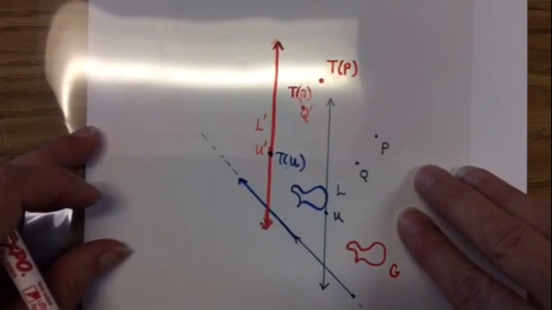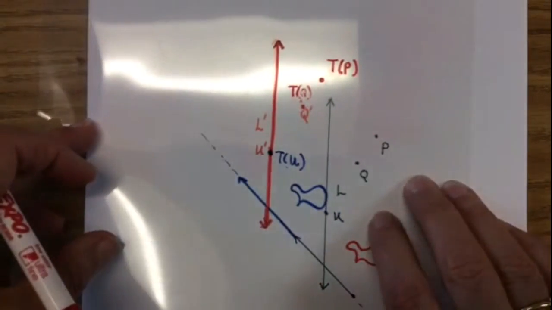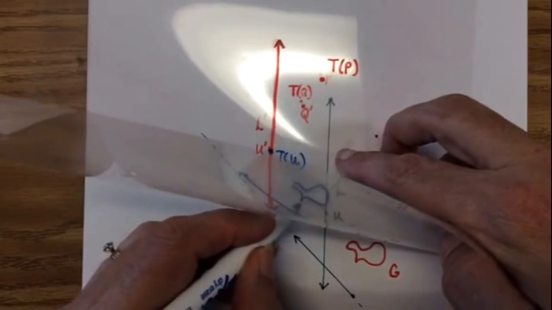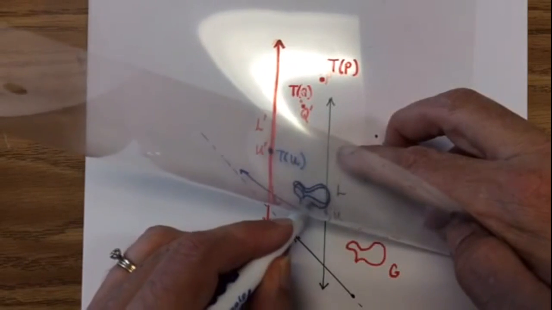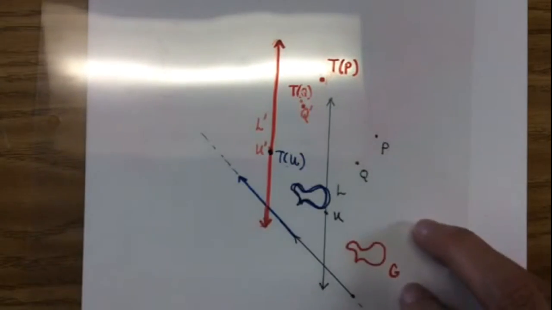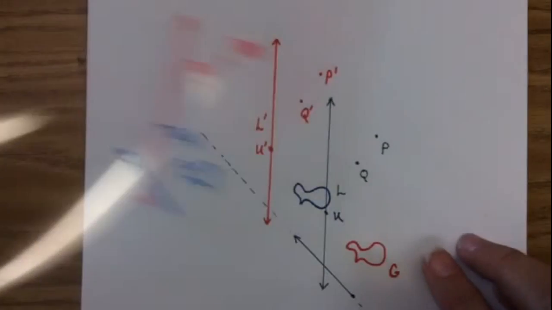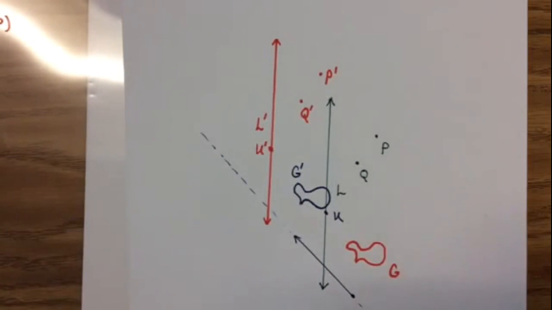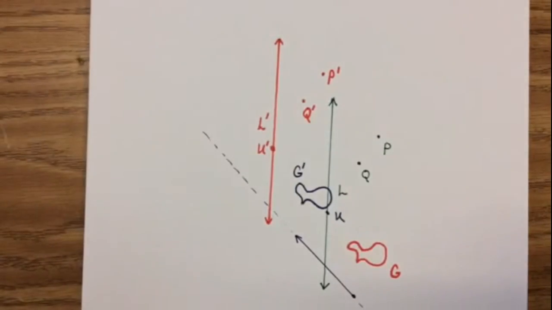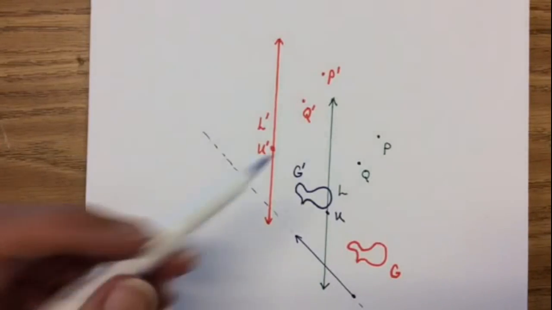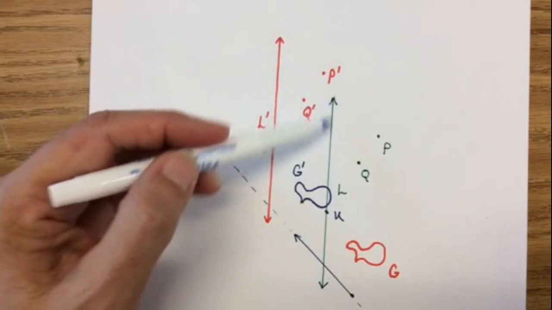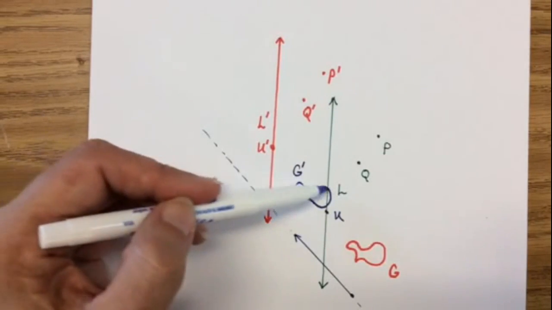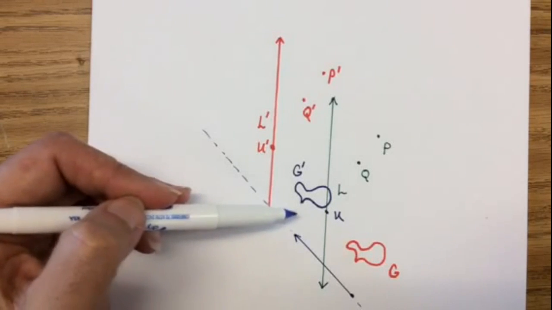And again, we're going to translate on the same vector. So its image ends up right here. And I can kind of almost trace it by its shadow right there. Okay, pretty close. That becomes G prime. Okay, so what we're doing is we're discovering some properties of translations. We know that points map to points, lines map to lines, figures map to figures that are the same shape and size.